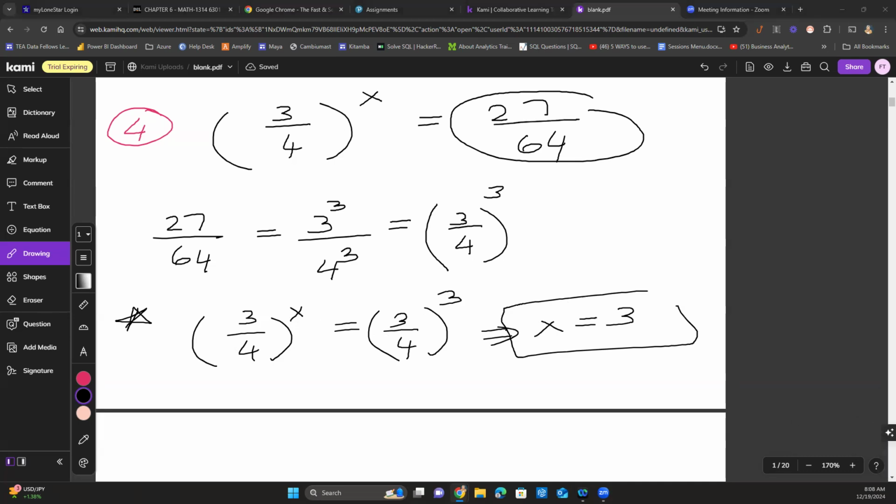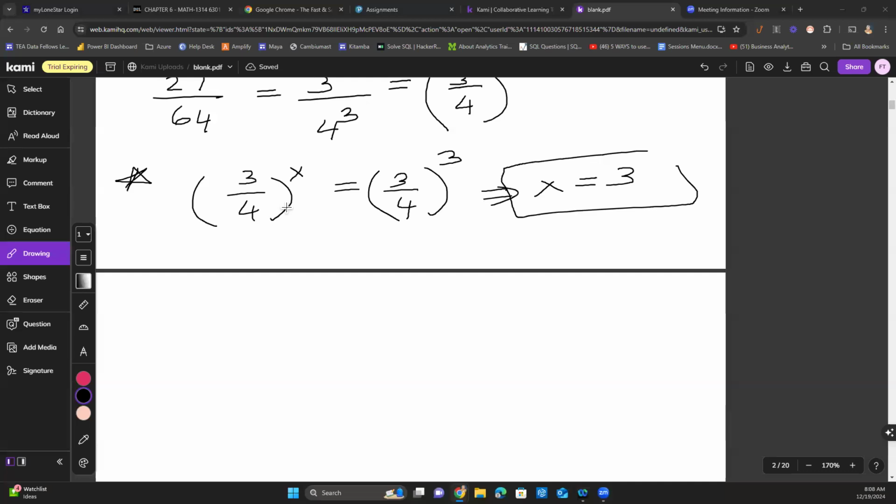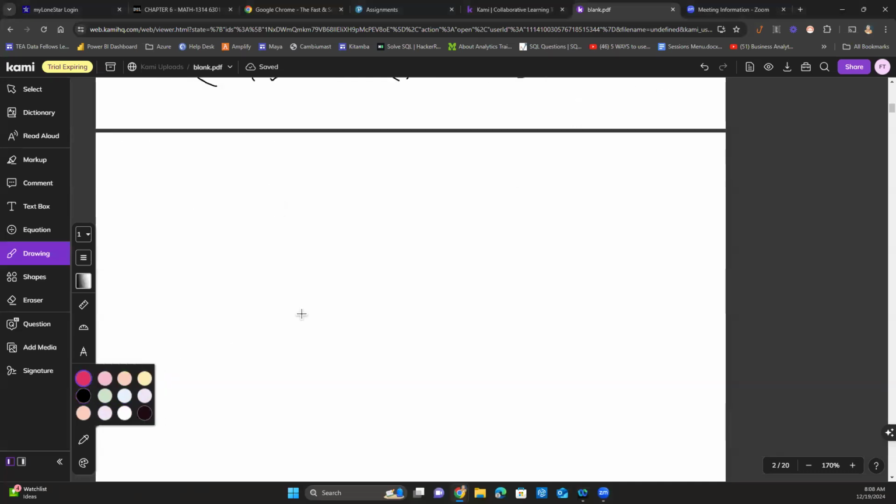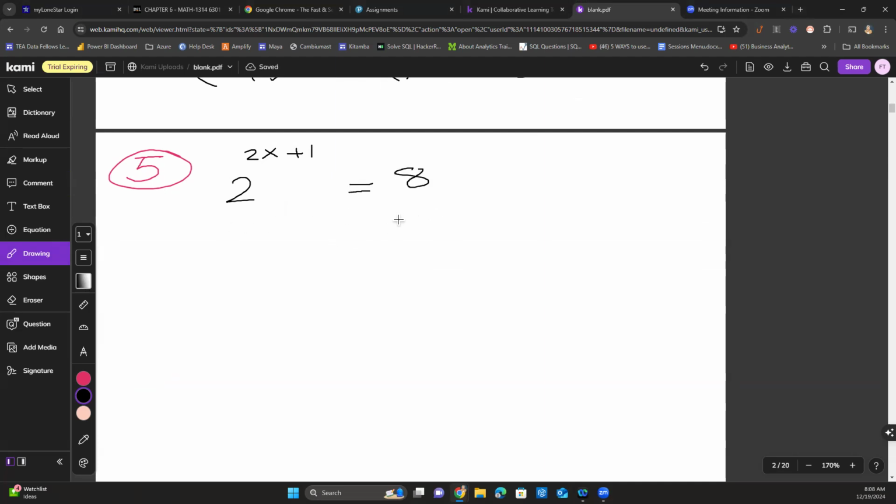Question 5 on the homework is, so when you move further down the homework, the questions will get a little bit harder than the first few. So number 5, I have 2 to the power of 2x plus 1 is set to 8. And the question says solve this equation. So the base value here is 2, but the base value on the other side is 8. So this doesn't allow me to set the powers equal to each other yet.